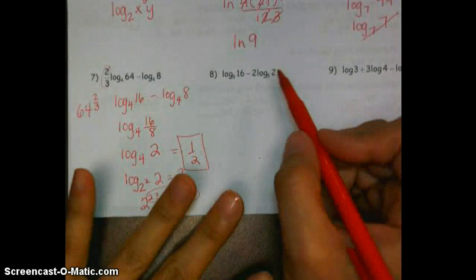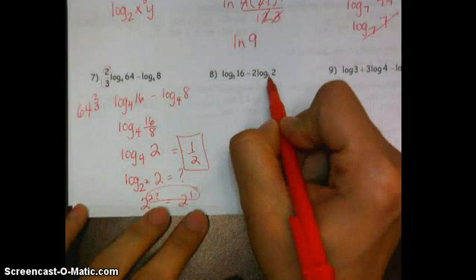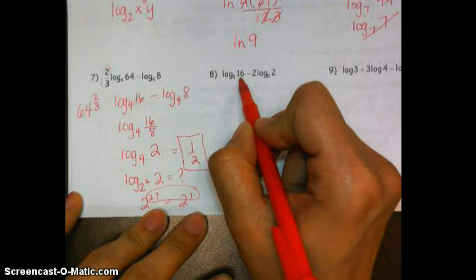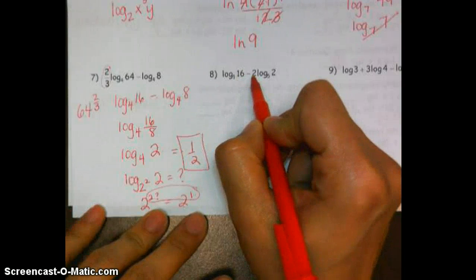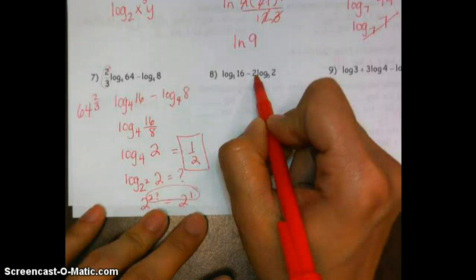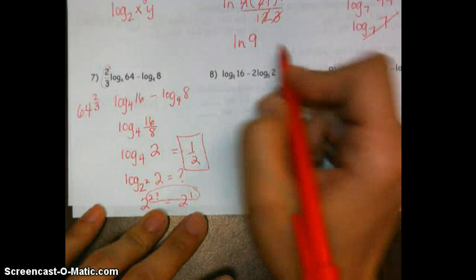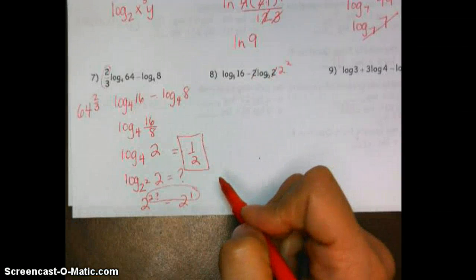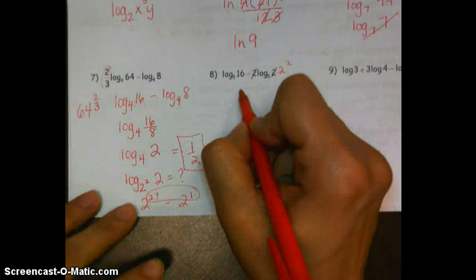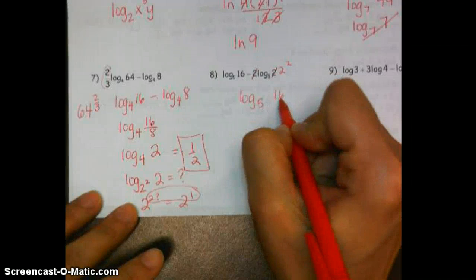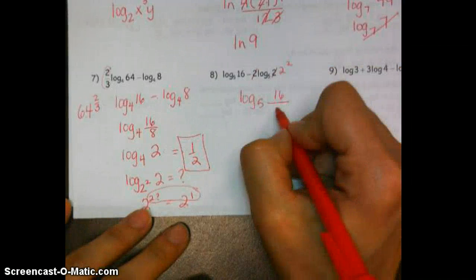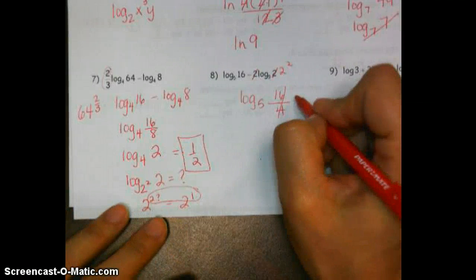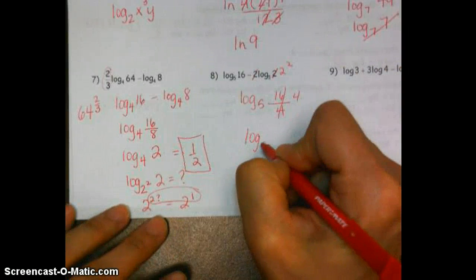Okay, so for number 8, my bases are the same for log, so I can condense this, right? So with subtraction, really it means division, and this 2 up front really means it's a power. So I like to do this first so I don't forget. So we're going to rewrite this as log base 5 of 16 divided by 2 squared, which is really 4. And 16 divided by 4 is 4. So my final answer is log base 5 of 4.